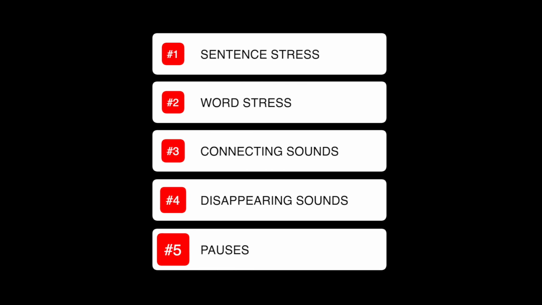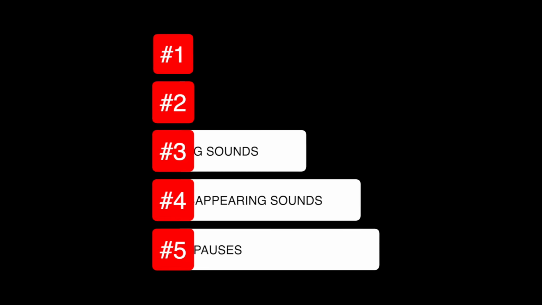To speak English smoothly, we need to know about stress and we need to know how to link words together. These things are going to help us speak more smoothly and also more quickly. In this video, I'm going to go through a text and show you how to use these different aspects of English speech. We're going to look at several different elements: sentence stress, word stress, connecting sounds, disappearing sounds, and pauses.